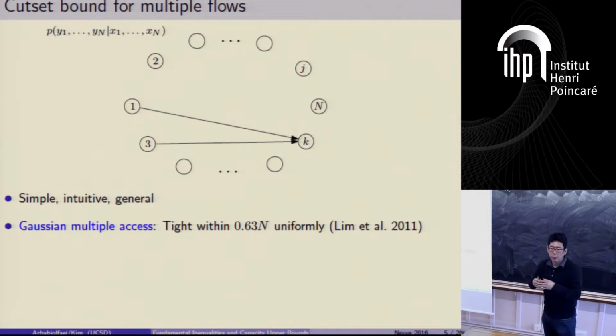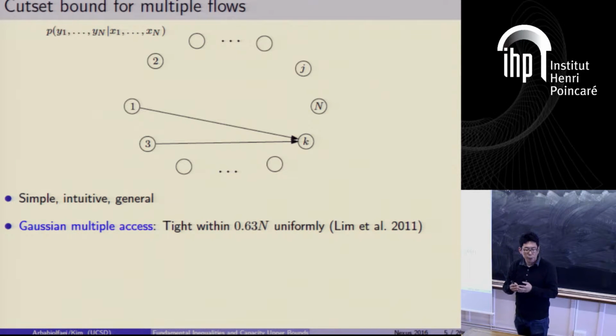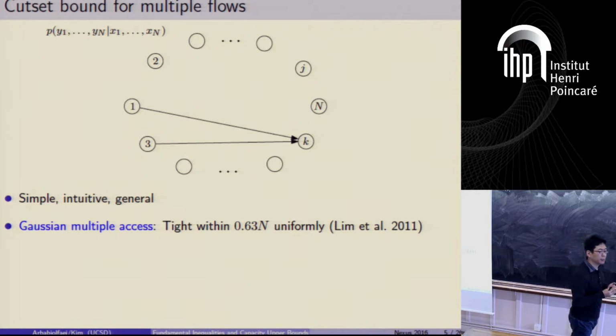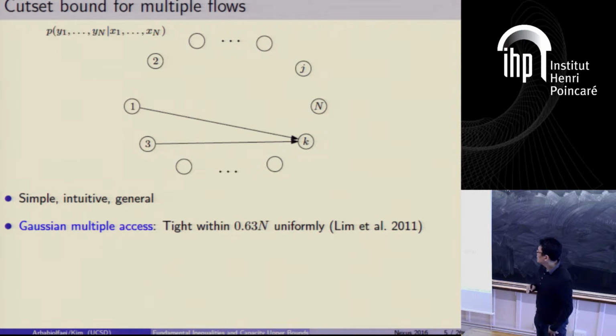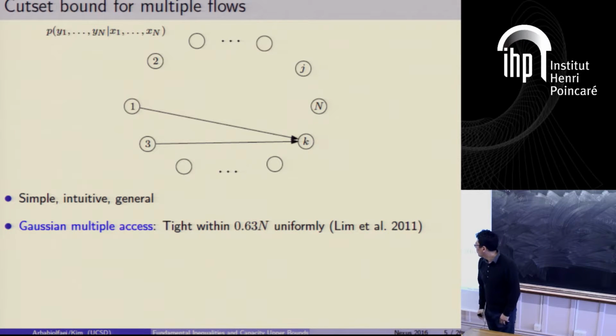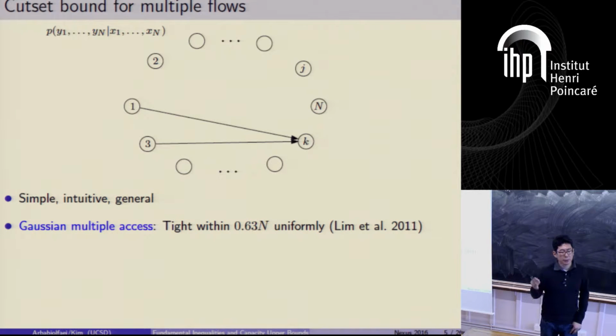When we limit our attention to very simple networks, such as Gaussian networks, here every y can be represented as some linear combination of x's plus some additive Gaussian noise, right? And then we call that a Gaussian network or Gaussian relay network. Multiple access means that there are many sources communicating to a single destination. In that case, we can actually show that this cut-set bound is attained uniformly, meaning that for any Gaussian parameters you give me, the noise powers or channel gains, we can attain the cut-set bound within 0.63 n, where n is the number of nodes again. And this is the best known general bound. Okay, so that is possible.